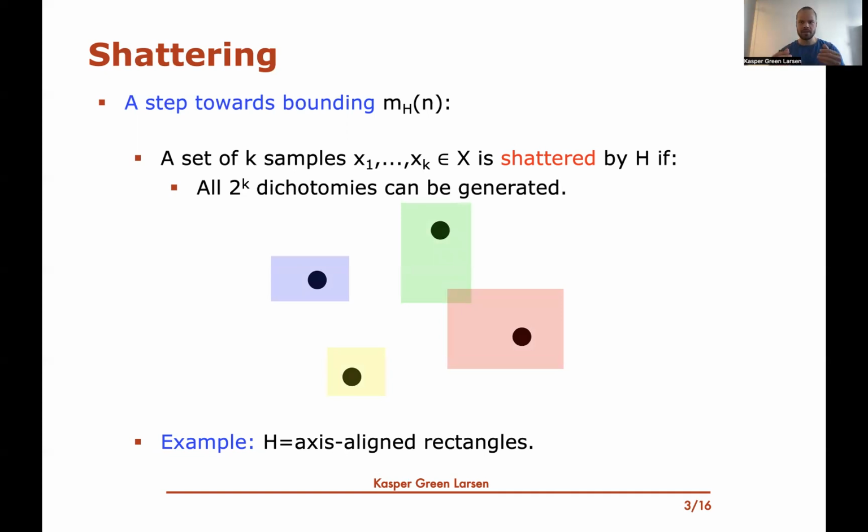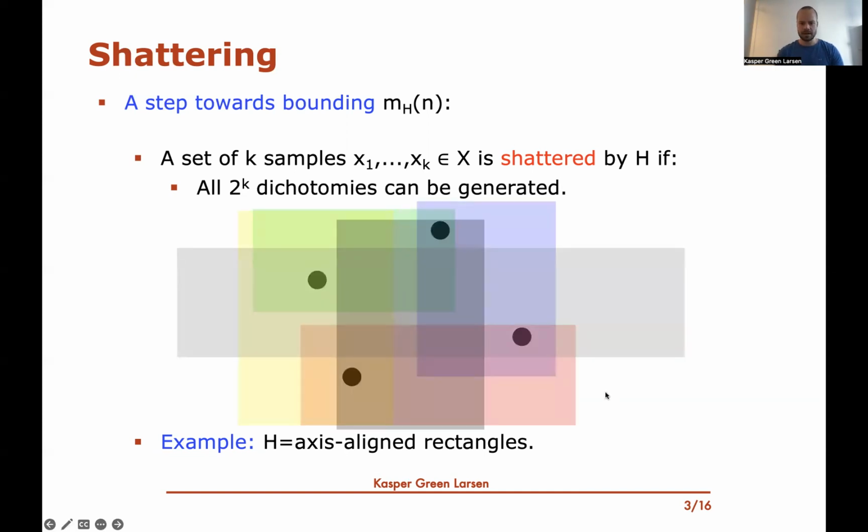We have to show that all of them exist. And we can see here in the picture, we can actually come up with a rectangle that contains just a single point. And we can do that for all the different 4 points on this picture. Okay. Next, we have to check that we can generate all rectangles that contain precisely 2 of the points.